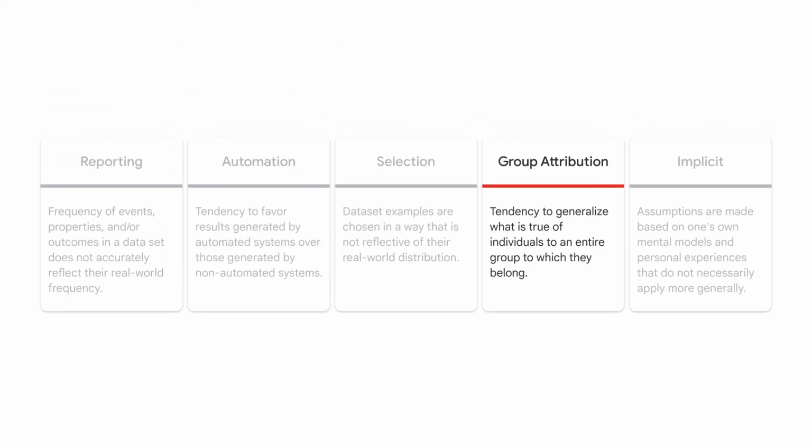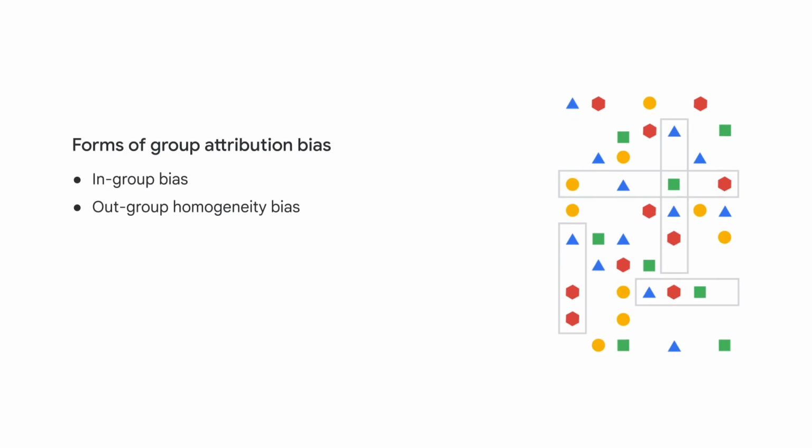Group attribution bias is a tendency to generalize what is true of individuals to an entire group to which they belong. 2 key manifestations of this bias are in-group bias and out-group homogeneity bias. In-group bias occurs when there is a preference for members of a group to which you also belong, or for characteristics that you also share. Out-group homogeneity bias occurs when there is a tendency to stereotype individual members of a group to which you do not belong, or to see their characteristics as more uniform.